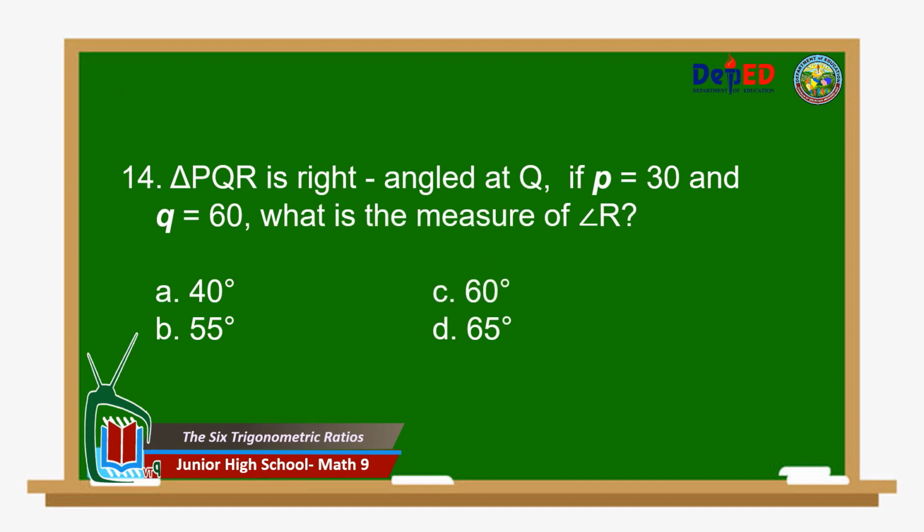Question number 14. Triangle PQR is right-angled at Q. If P is equal to 30 and Q is equal to 60, what is the measure of angle R? A. 40 degrees. B. 55 degrees. C. 60 degrees. Or D. 65 degrees.